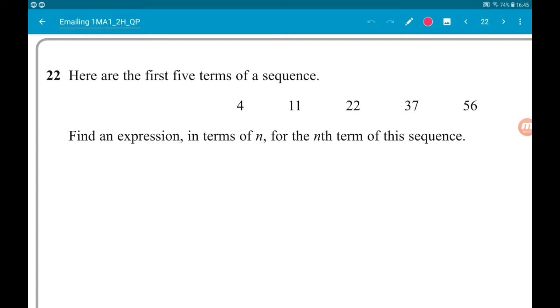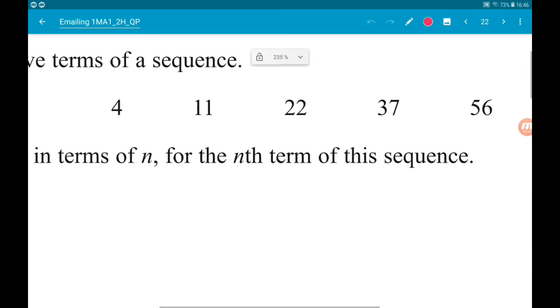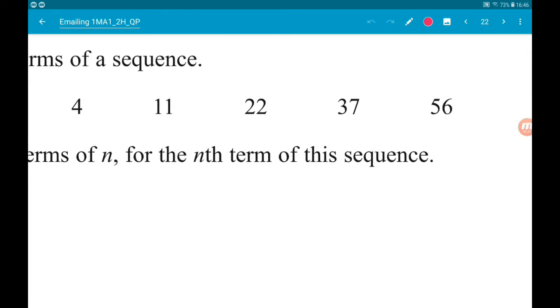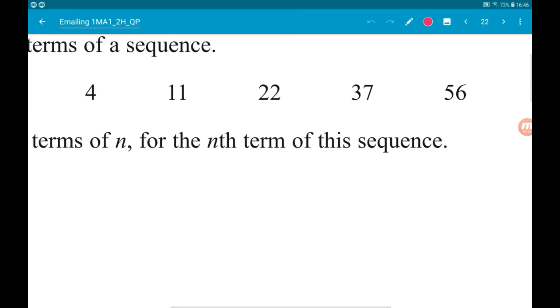Okay, number 22, so close to the end now. So we're given the first 5 terms of a sequence and asked to find an expression in terms of n for the nth term of the sequence. Okay, so let's have a look, see what's going on. So we got 4, 11, 22, 37 and 56. So let's find the differences between the terms. Although, let's write them.